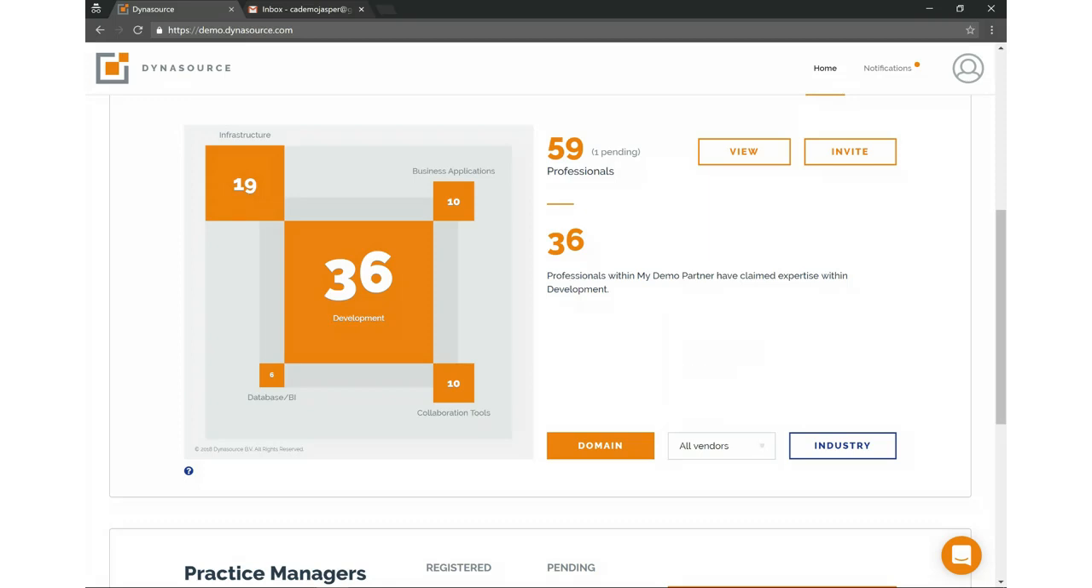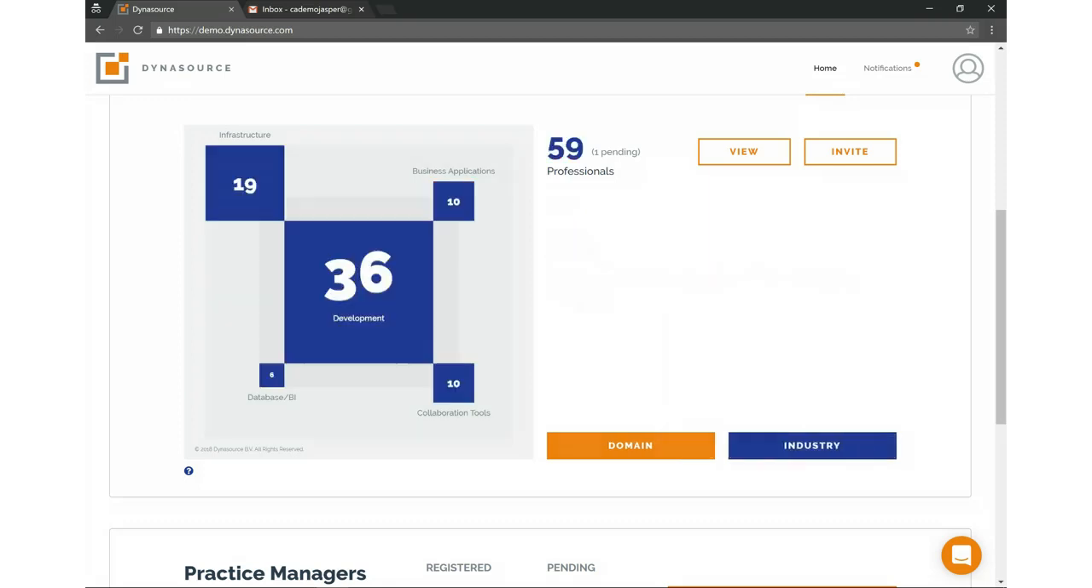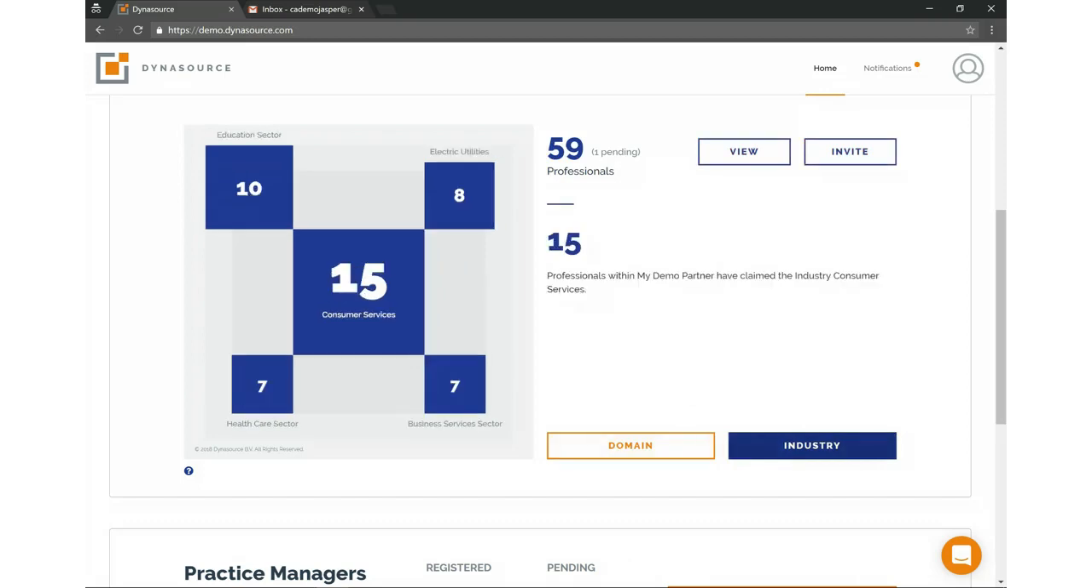Last but not least, it's possible to filter by industry. So I can see which industries those 59 professionals claim to have knowledge from. In this case, consumer services is the biggest one. So if I'm in consumer services and I'm looking for a development party who does AWS badge, then this partner might be the partner for me.